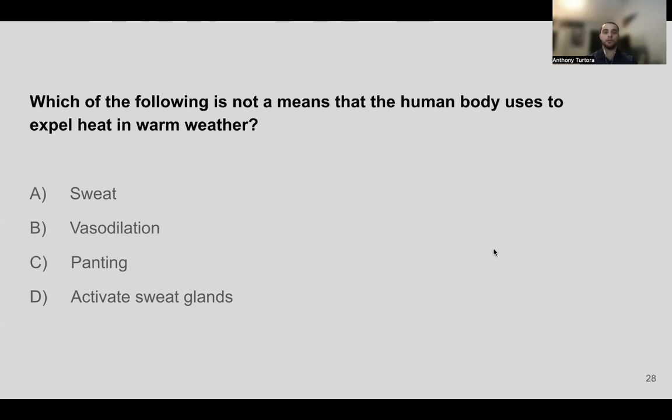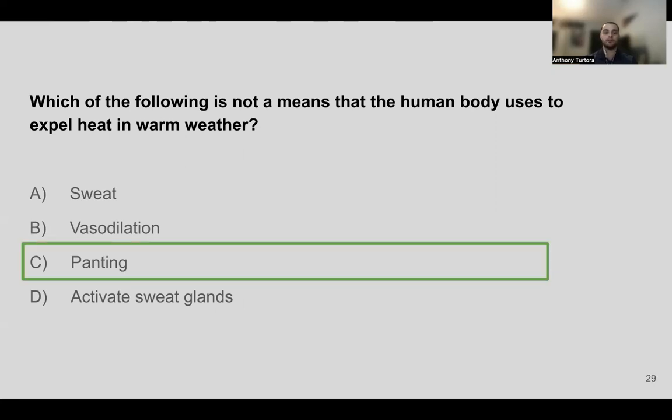So we know that C is wrong, panting, because that is not a means that humans use to control their temperature in hot situations. This is what animals like dogs do. Humans, however, don't do this. Dogs do that because they don't have as many sweat glands as humans do, so they have to pant to expel heat. We can sweat. Our sweat glands become activated in warm weather, and then our blood vessels also dilate.